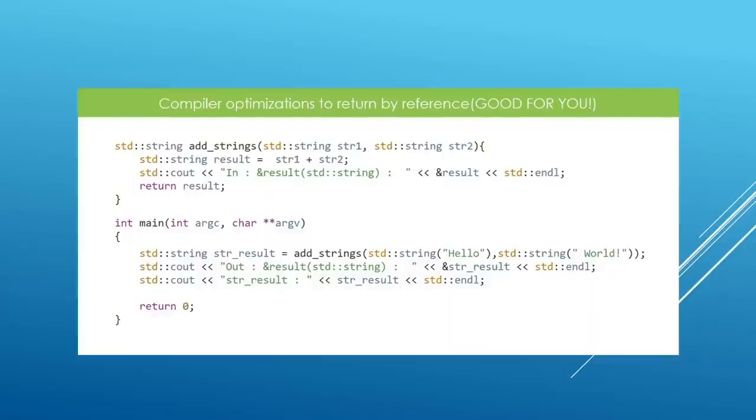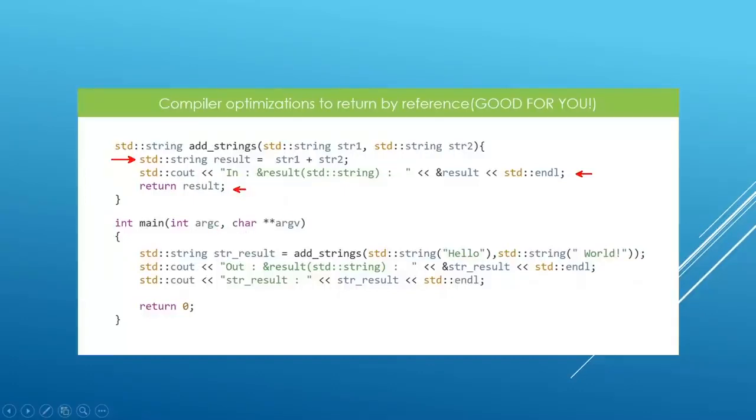Let's look at a simple example to really drive this home. We have a function here which is going to add strings. It is going to basically concatenate them using the plus operator here. And you notice that inside the function here, we're going to set up a local variable which is going to store our concatenated string here. And we're going to print the address of the local string. After that, we're going to return the string so that it is usable by whoever called this function.